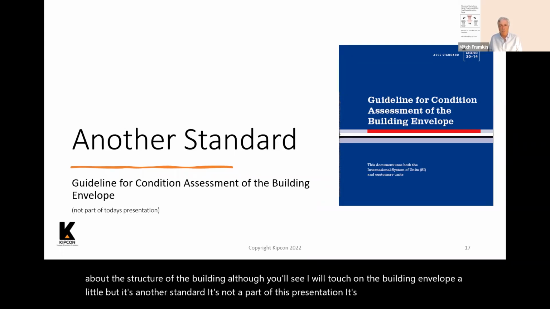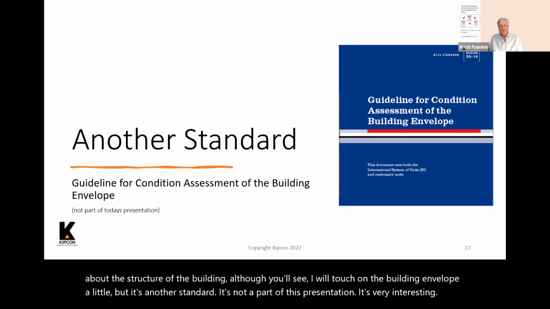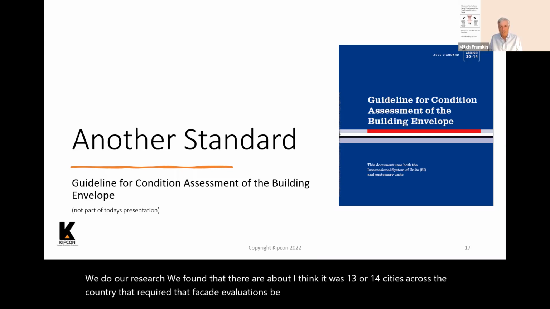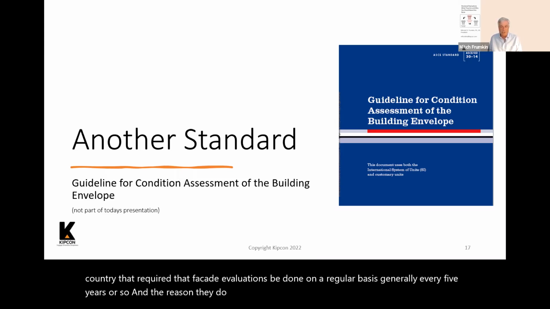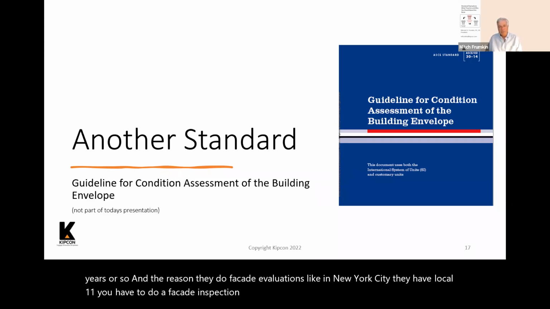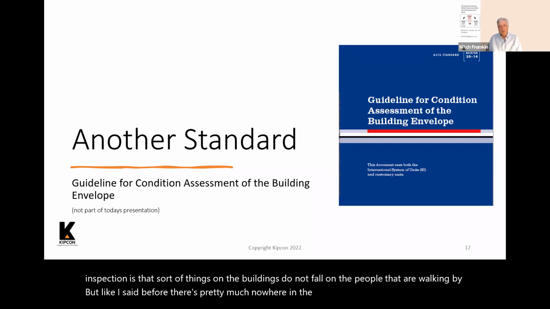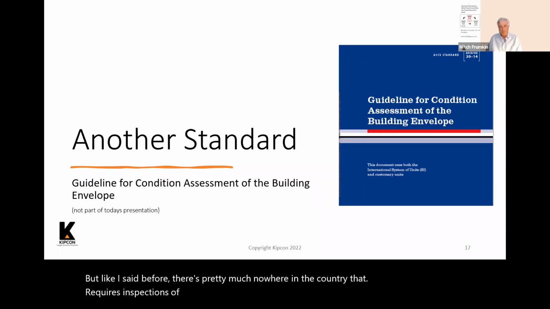It's very interesting that when we did our research, we found that there are about, I think it was 13 or 14 cities across the country that require that facade evaluations be done on a regular basis, generally every 5 years or so. And the reason they do facade evaluations, like in New York City, their Local Law 11, you have to do a facade inspection. The facade inspection is meant so things on the buildings do not fall on the people that are walking by. But like I said before, there's pretty much nowhere in the country that requires inspections of the structure to make sure it doesn't fall on the people inside of it. But this is another standard.